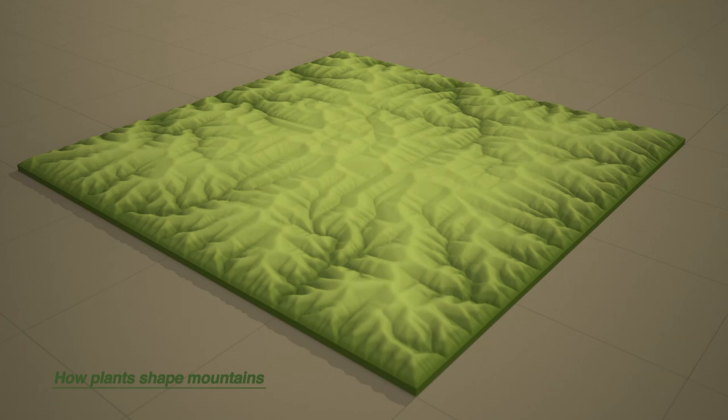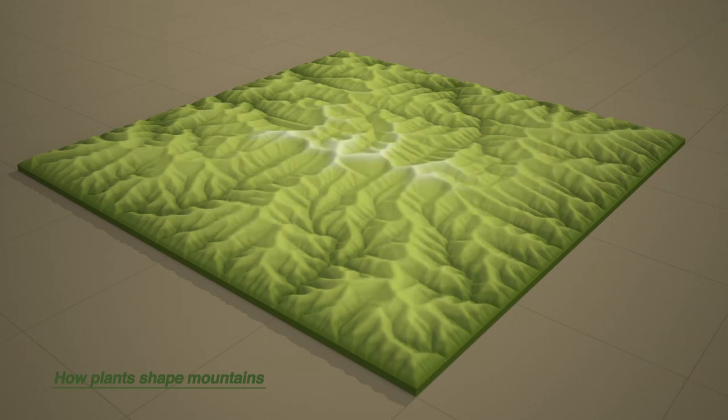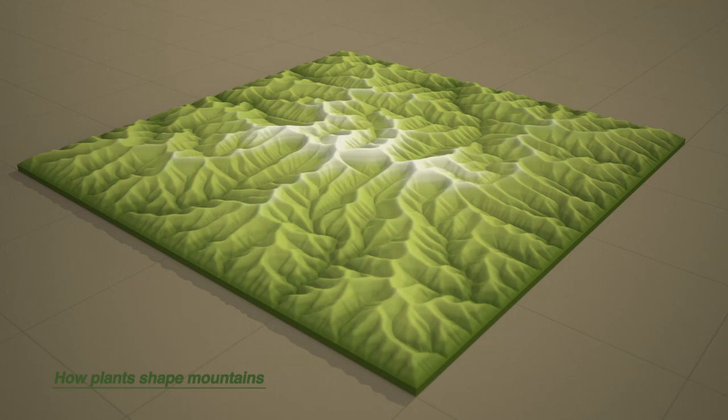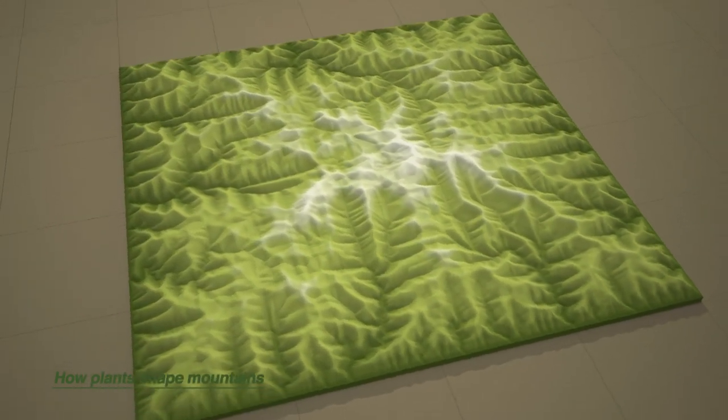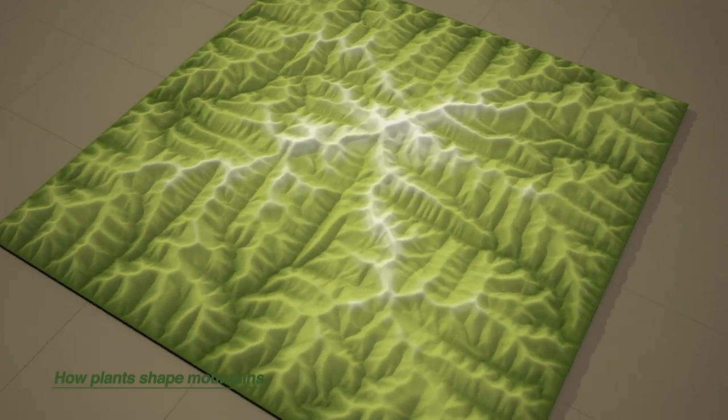And because of their protective effect on the mountain slopes, the plants concentrate water runoff and erosion into large, deep valleys. However, as uplift continues, the mountains between the valleys rise higher and higher.